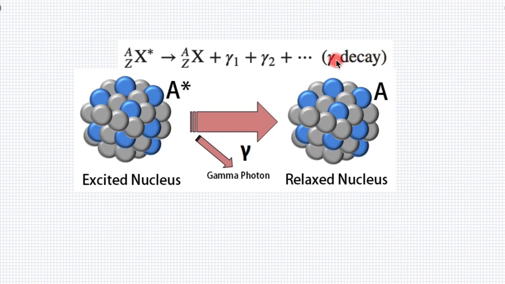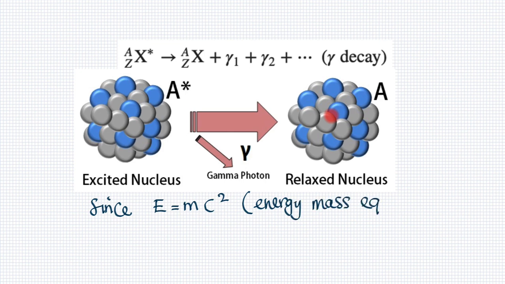Now, gamma decay results in the release of pure energy like light. We call that a gamma photon. So this is a high energy photon, unlike light, and the nucleus goes from one nucleus, which is called an excited nucleus, to a more relaxed nucleus. Now, this relaxed nucleus has greater stability.